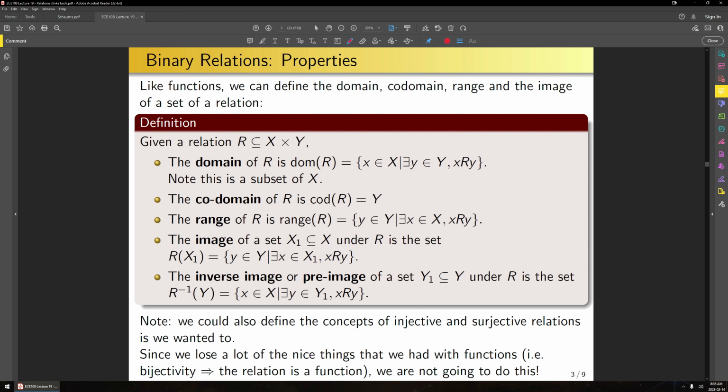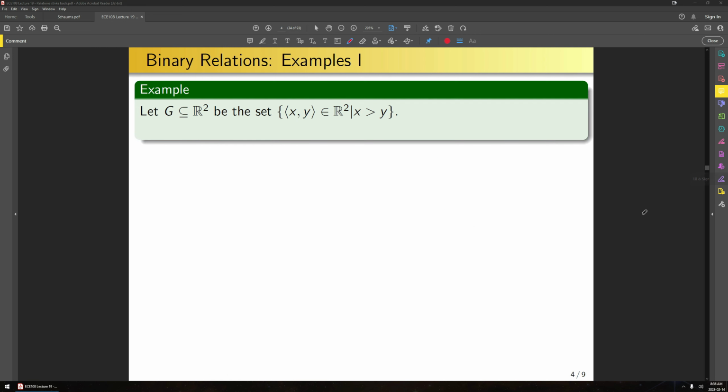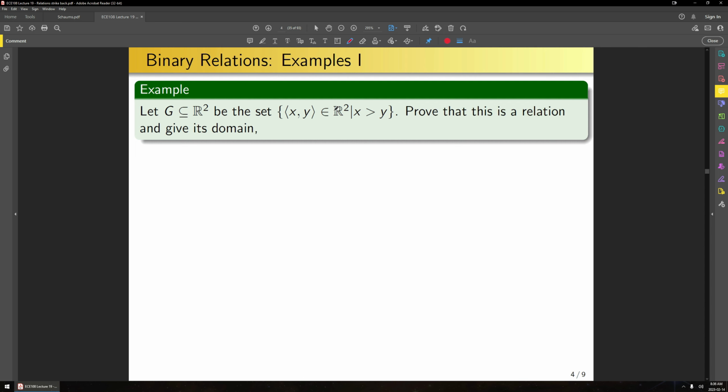Okay, so let's go on to the next slide. Okay, so in this example, basically what we're doing is we're going to introduce you to relations by actually starting with a relation, right? So let G be the set of all the ordered pairs in R2 such that x is greater than y. One, prove this is a relation. You'll find that that's a very trivial task. Then find its domain, range, G of that set, and G inverse of this set.